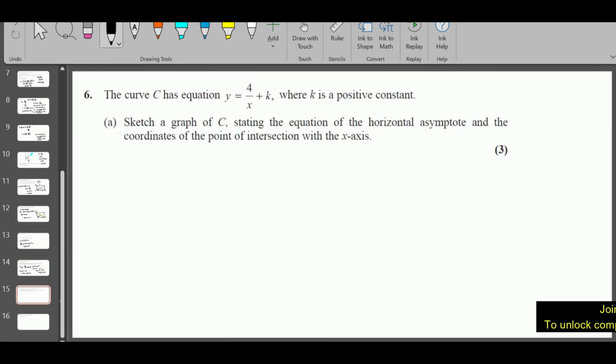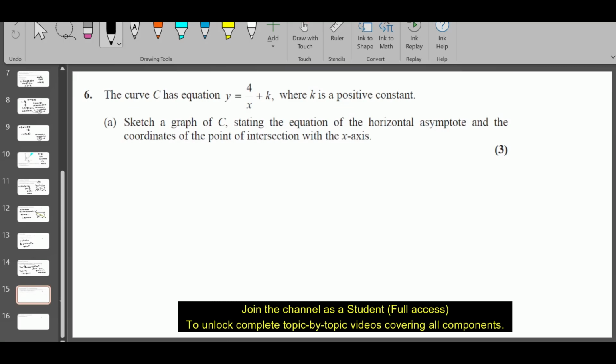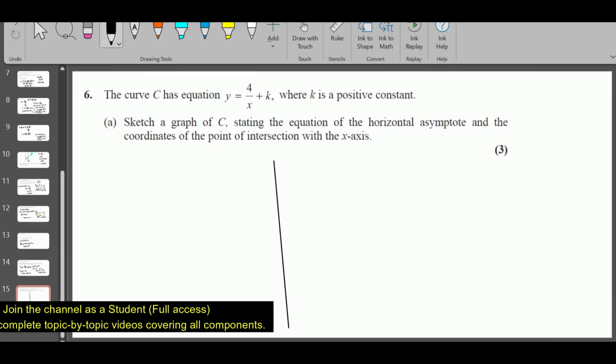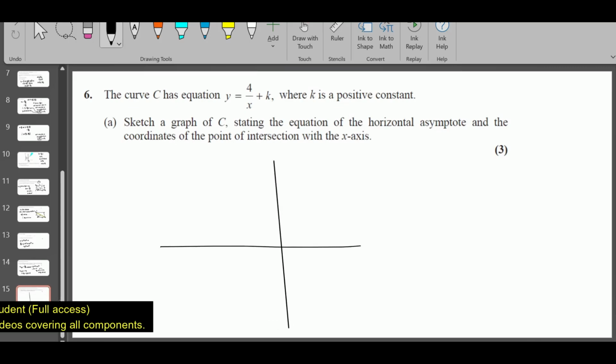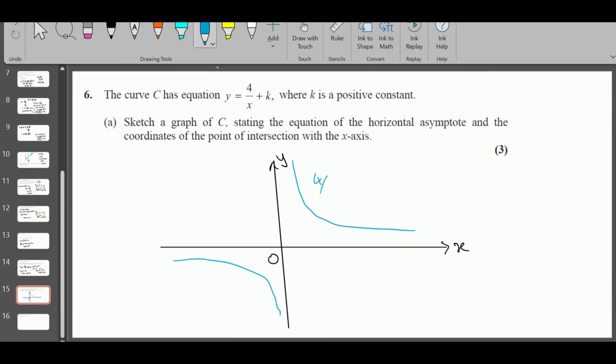Question number 6 now. Sketch the graph, the reciprocal graph, and mention the horizontal asymptote and the coordinates of the intersection. Draw xy axis and label them first. We know this is the graph 1 over x or 4 over x.